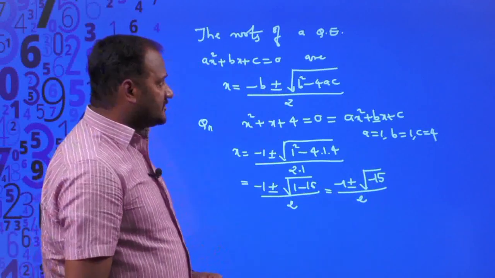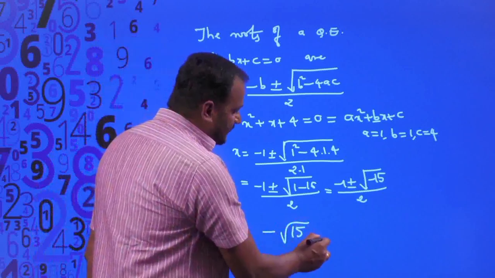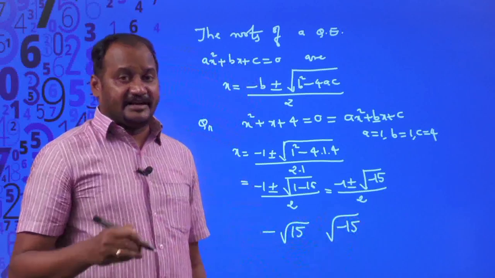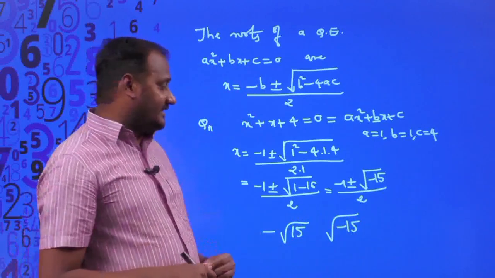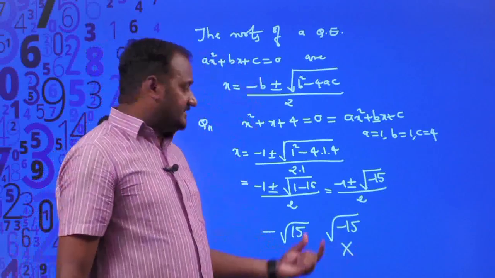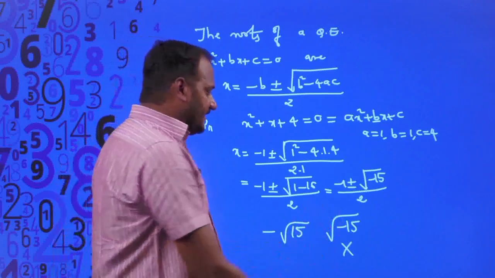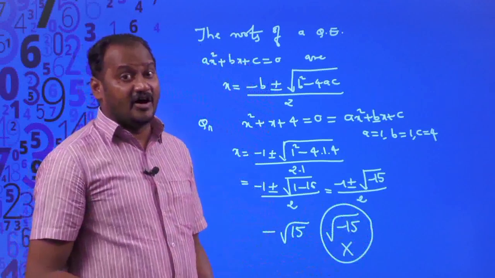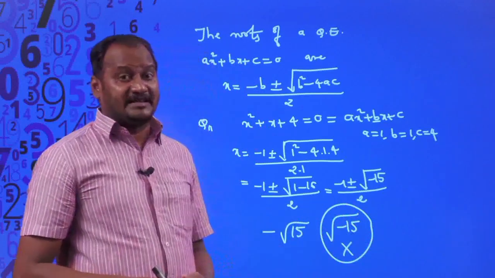We heard about negative root over 15, but we do not know about root over negative 15, because if a negative sign is there inside the square root, then that number cannot be considered as a real number. So this number is not available in the real plane, right? Then where is this number available? This number is available in the complex plane. So this number belongs to the complex number system.